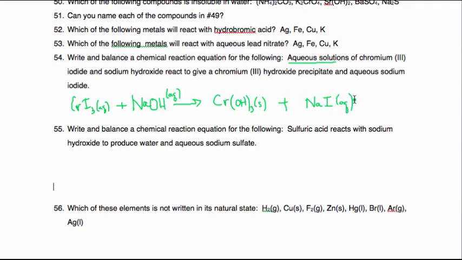Okay, so we just need to balance this. So since I need 3 hydroxides there, I'll have to get 3 here. I have 3 iodides, so I must have 3 sodium iodides, and you're done.